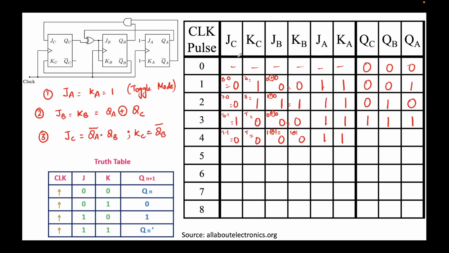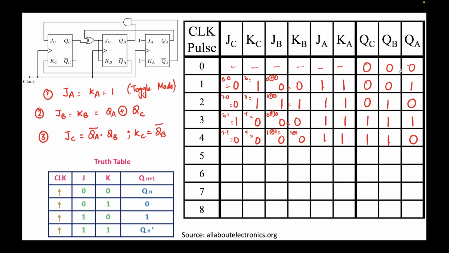For QC, we need to look at JC, KC. JC, KC both are 0. Both are 0 means row 1. Row 1 means the output should not change, means QC should not change. So QC will remain 1 to 1. For QB, you look at JB, KB. JB, KB are 0, 0. You look at the first row. First row means output should not change, means QB should not change, means QB will remain 1 to 1. For QA, you look at JK. JK both are 1. Both are 1 means last row. Last row means QA should toggle. That means QA will toggle from 1 to 0.